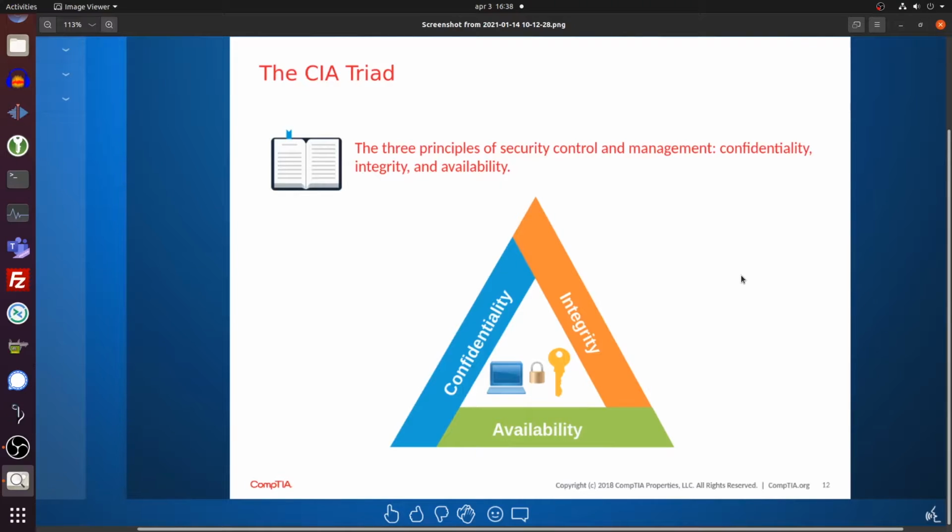Availability is the third thing when it comes to information security. When is the information available, and to whom is it available? So the CIA triad is all about information security. Those are the three things that you should lean on and think about when you think about information security.